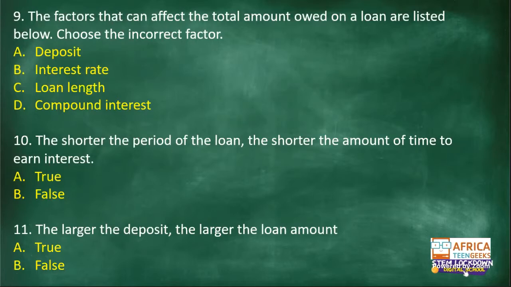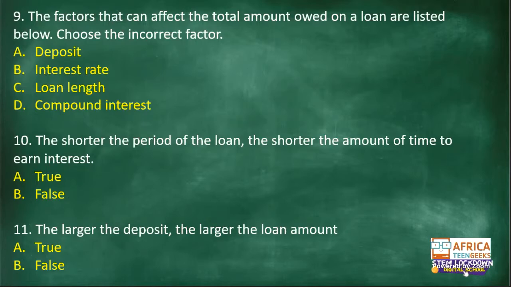Now, we are coming to the larger deposit. We are told here that the larger the deposit, the larger the loan amount. Is it true or false? So let's look at the first example where you had to pay your deposit of 15%. You paid the deposit of 15% on the original amount there, and you'll recall that after paying the deposit, you were left with a loan amount of 760,000 rands. And that was a 15% deposit that you paid.